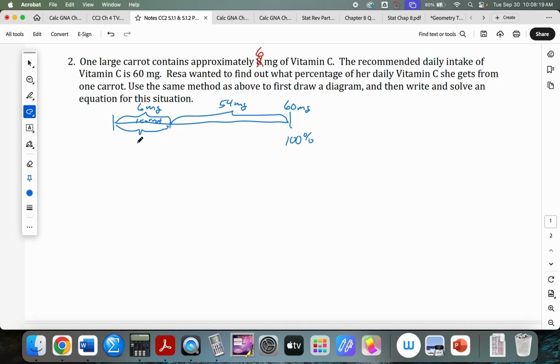So we want to know the percentage. As an equation, this would be 6 is to something as 60 is to 100. Hang on a minute, please.